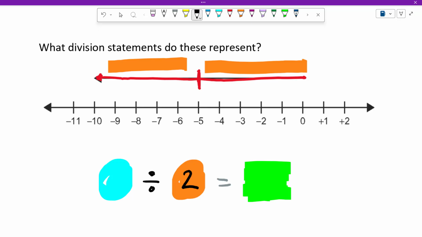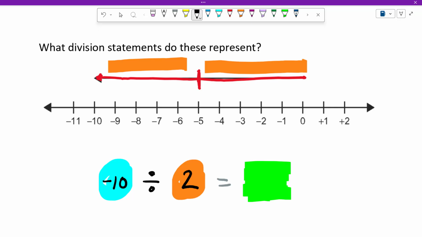Then what is broken up into two groups? Well, that line. How big is that line? Oh, that goes to -10. So that line is -10. That -10 line is broken up into two groups. Then finally, what is a division statement? Well, how many are in each group?